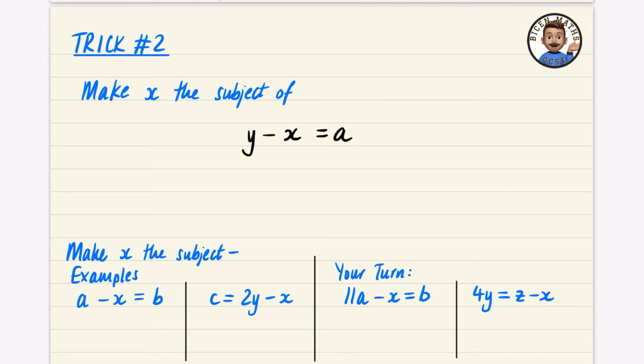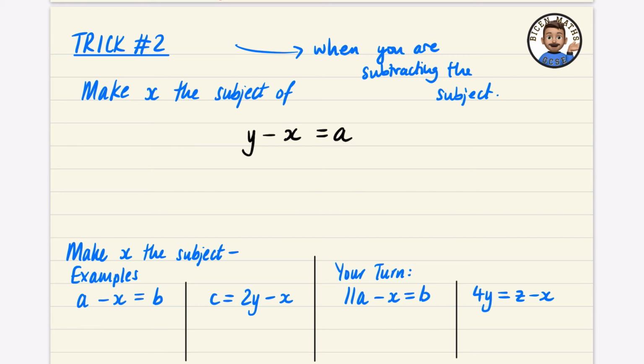And in this trick number 2, this is when you are subtracting the subject. And in this case, the subject that we're aiming for is x. So you can see that we're subtracting x.